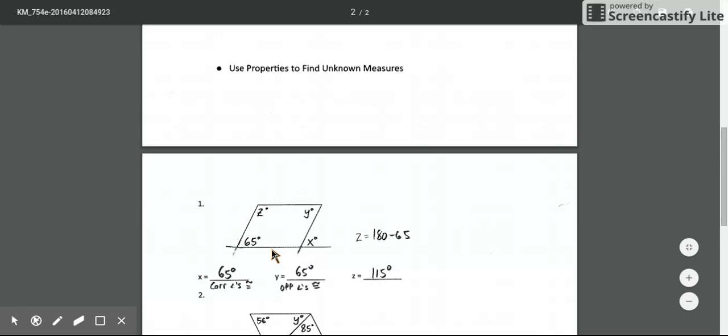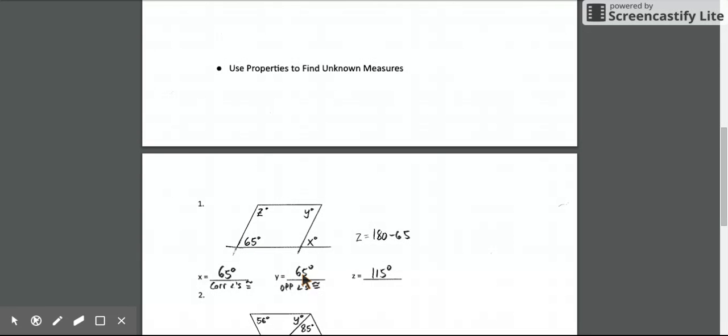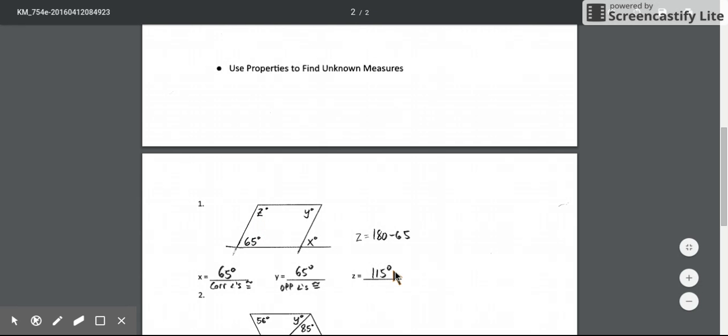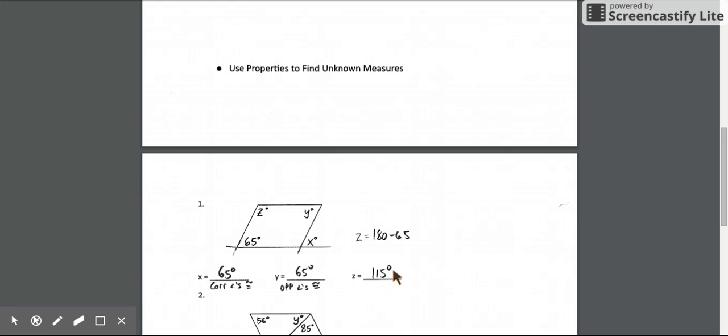So in this first example, we can solve for y fairly easily. These are opposite angles, so they must be congruent, so y must be 65. To find z, we could think about same side angles or consecutive angles being supplementary. So 65 plus what adds up to 180, or 180 minus 65 gives us z's measurement, 115.